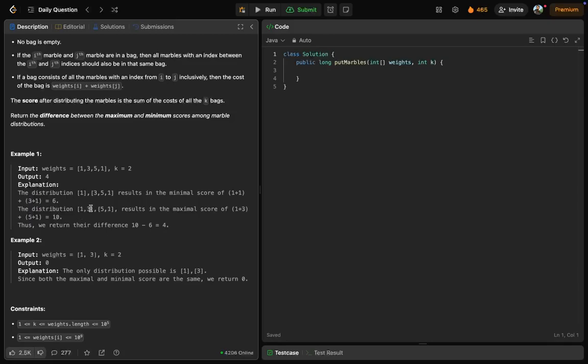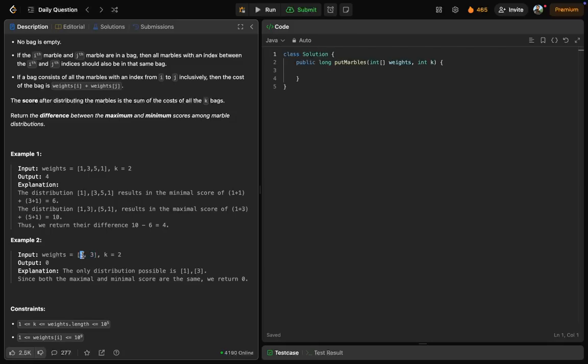If we distribute like this, 1 3 and 5 1, then in this subarray it will give me 1 plus 3. In this one it will give me 5 plus 1. So the total is 10. We need to return the difference between maximum and minimum, so it will be 10 minus 6. The answer is 4.